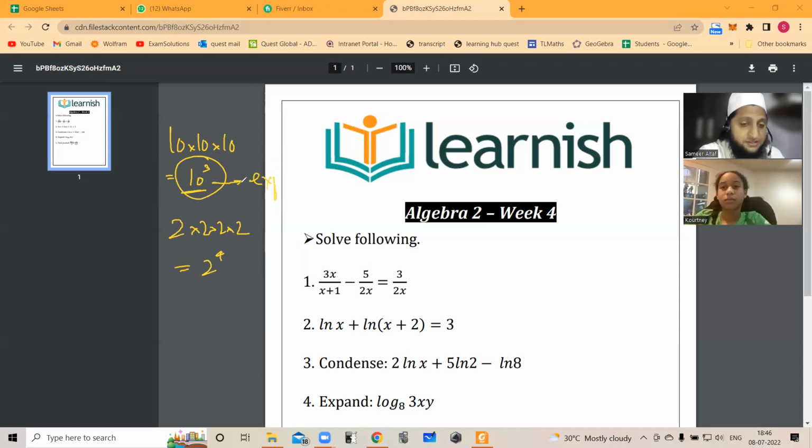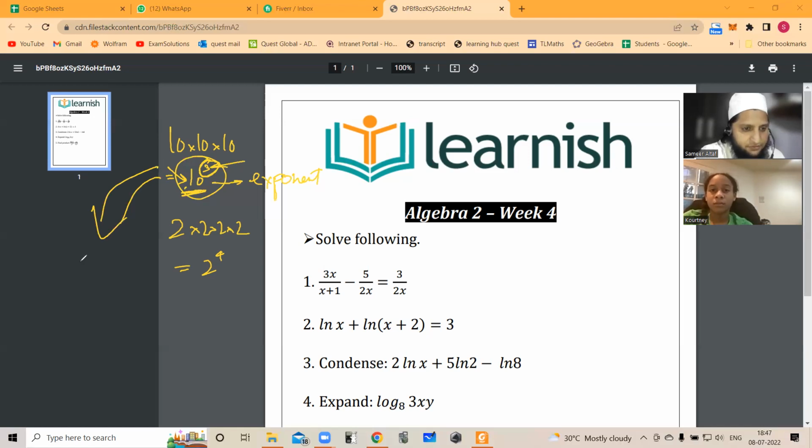Now this is the power exponent form. You're having an exponent on some number, and this exponent tells you how many times you're multiplying this base number, right? Yes. All right, now let's take the thing in a different manner.